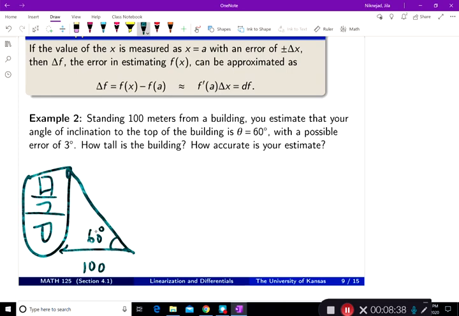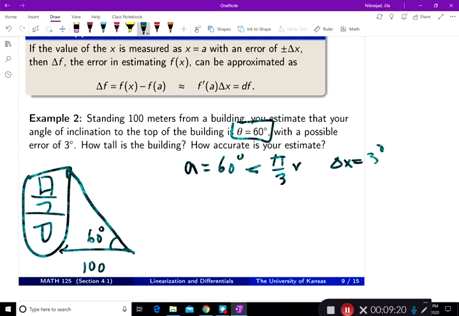So again, what you're measuring is the angle, theta equal to 60 degrees. That's your a equal to 60 degrees. Well, I don't like 60 degrees, do I? Because differentiation is going to cause trouble. So instead, I'm going to go to radians, which is pi over 3. Again, I wrote a, so you remember that's the point that we're measuring at. And then delta x is going to be equal to 3 degrees.